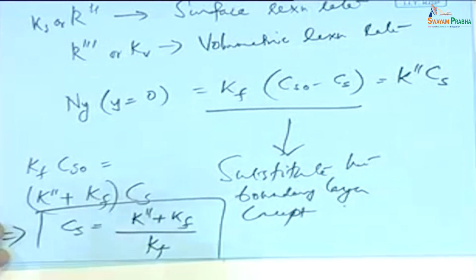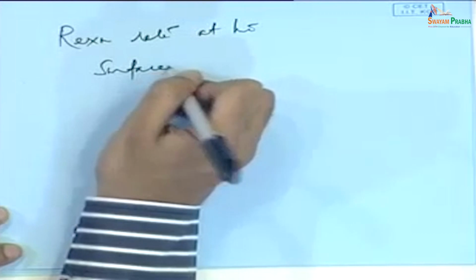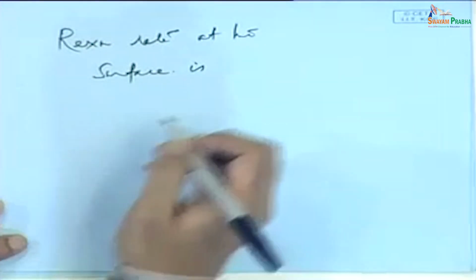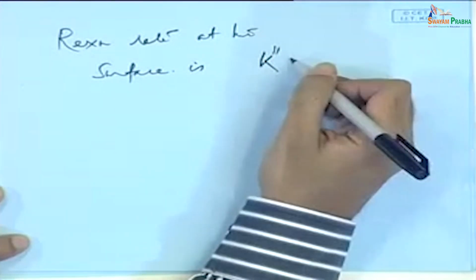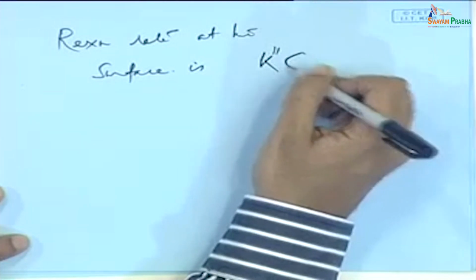That's fine. So, this is what you get, and once you get that, so what does it mean now? Your reaction rate at the surface is what? Is k double prime times Cs, fine.